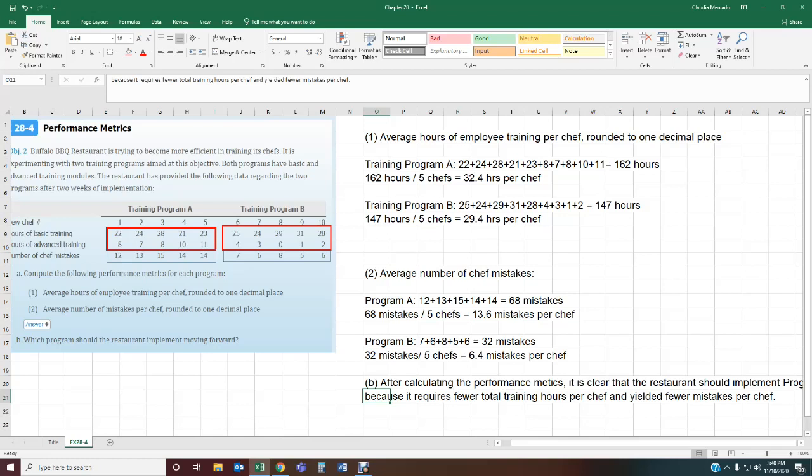Okay. So that's the first lecture for the first part of chapter 28. You will have multiple lectures that I'm going to be attaching as I record them. That way you can have all of your resources available. But that is basically what we have to do in this particular scenario. Just get the tabulation of your program A, program B, and then once you do that, divide by the number of employees, and then that will give you your average.